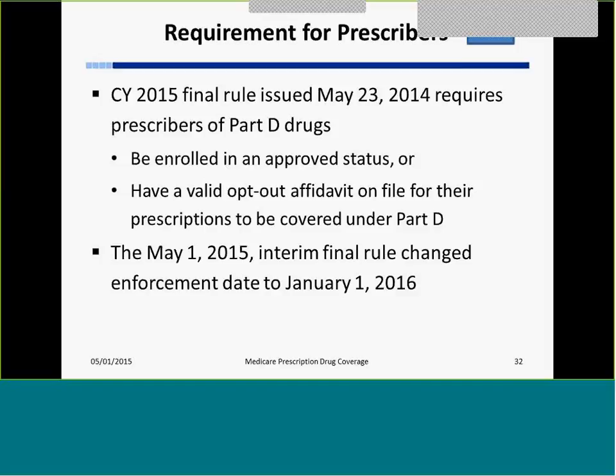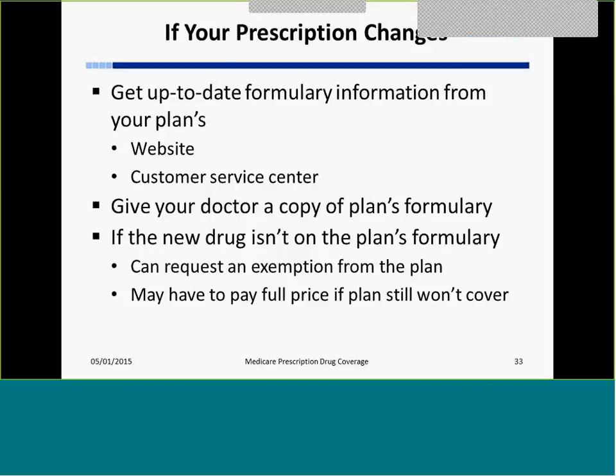So calendar year final rule on prescription drugs. Prescribers of Part D drugs must be enrolled in an approved status or have a valid opt-out. The May 1, 2015 final rule changed here. Prescription changes: you get updated formulary information from your plan's website or customer service center, and give your doctor a copy of the plan's formulary. Why tell the customer to give the doctor a copy of their formulary?